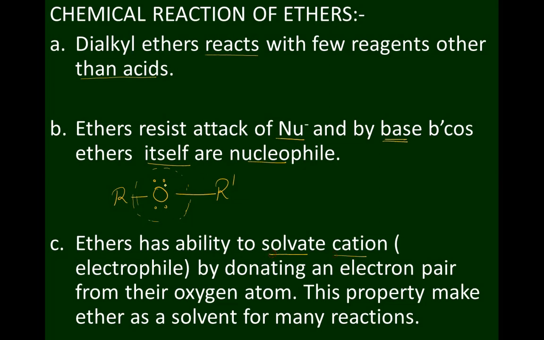Ether has an ability to solvate cation because it has a capacity to donate the lone pair electrons which are present on the oxygen atom. Therefore, this property of ether makes it act as a solvent for many reactions. You may observe in many reactions, for example, in the preparation of Grignard reagent, we are using dry ether medium as a solvent to carry out the reaction. Please note it down.